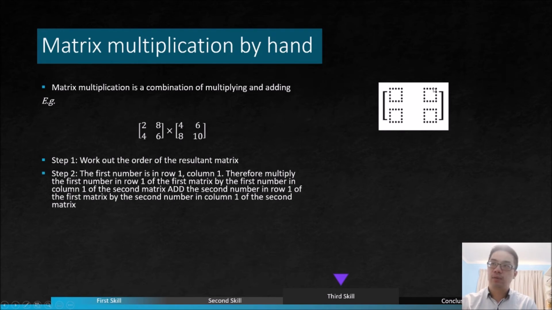The next one, which is this box here, will be 2 by 6 plus 8 by 10 to get this top one. When you finish the top row, you go to the bottom row. So instead of using that top row, we're going to repeat what we did with the bottom row. So to get row 2, column 1, it will be 4 by 4 plus 6 by 8. And to get row 2, column 2, 4 by 6 plus 6 by 10.